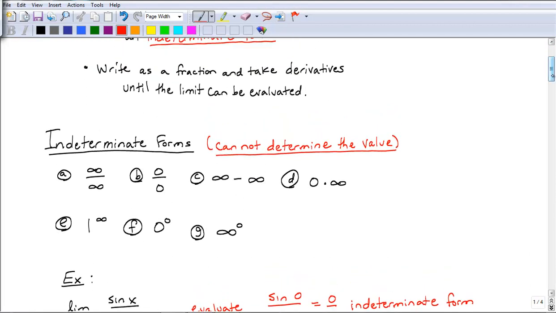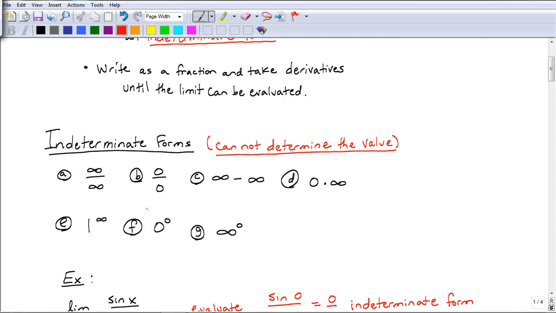If I go and plug in the value for x, and the value I get out, the y value, could be one of these. These are the most common indeterminate forms. Infinity over infinity. Is that 1? Is that infinity? Is that 0? We can't decide. So it's indeterminate. It's an indeterminate form. 0 over 0. Is that 0? Is that undefined?